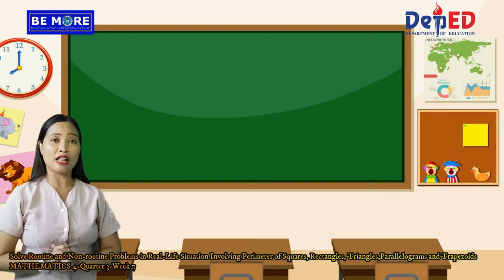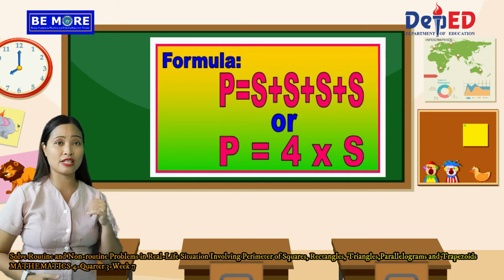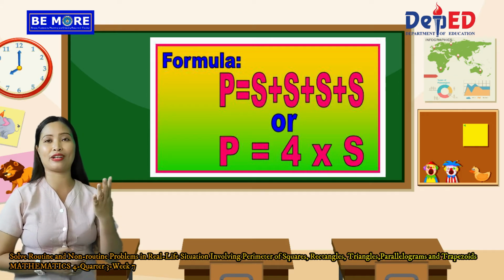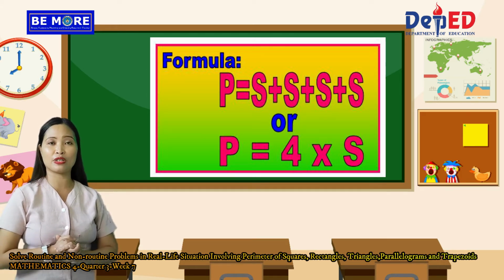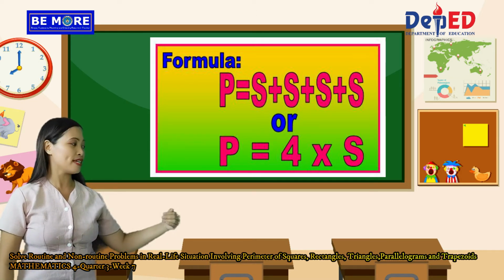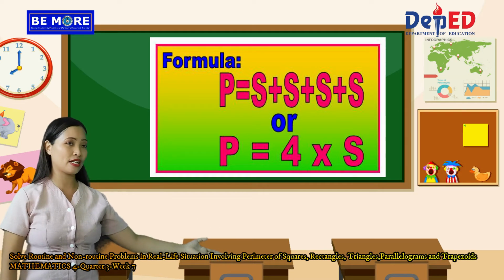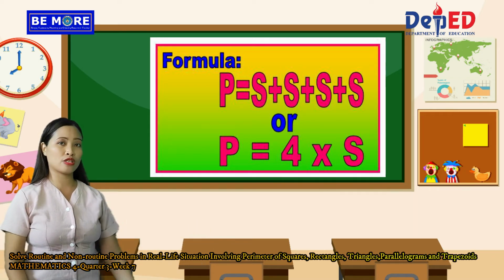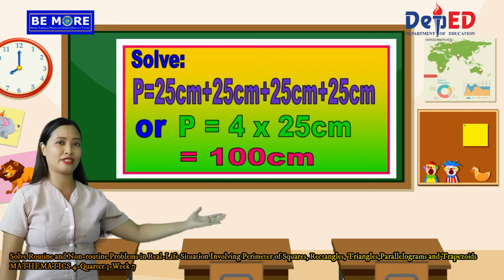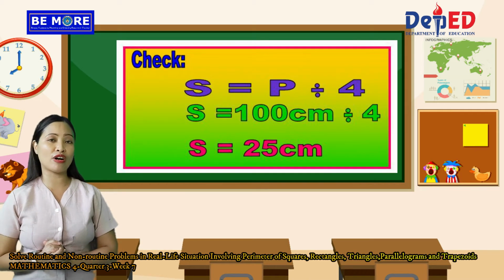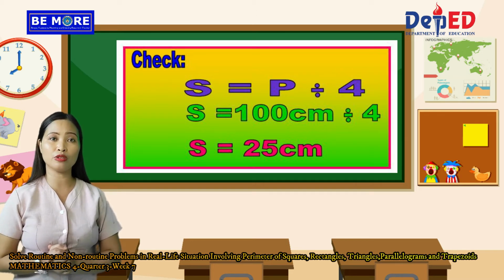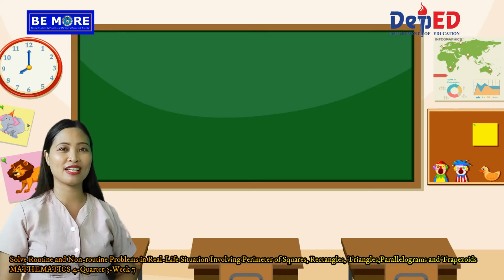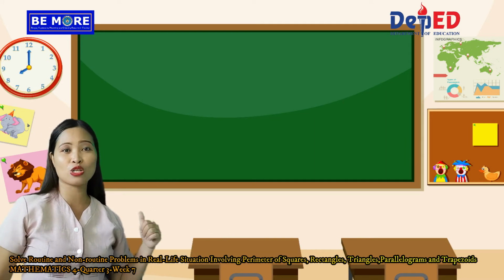We only need to add the given length of the side 4 times, since we are looking for the perimeter of a square, or we can simply multiply the sides by 4. This gives us perimeter is equal to side plus side plus side plus side, or perimeter is equal to 4 times side, which is equal to 100 centimeters. You can check your answer by dividing 100 by 4, which gives you 25. Your answer is correct. I have here another problem. Let's read it together.